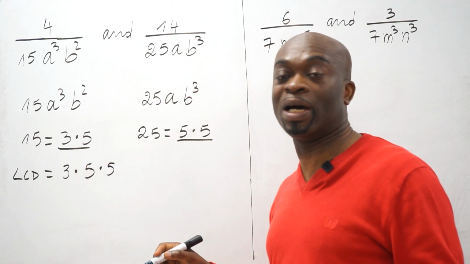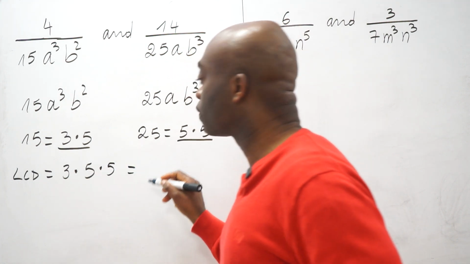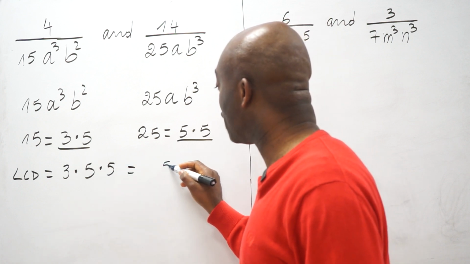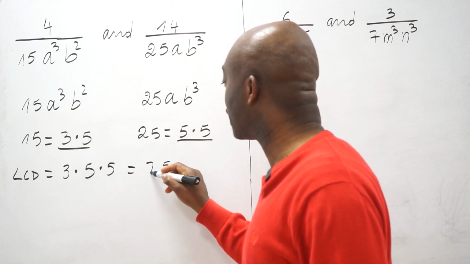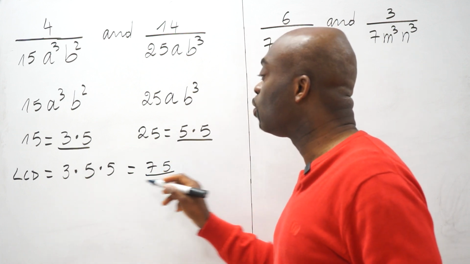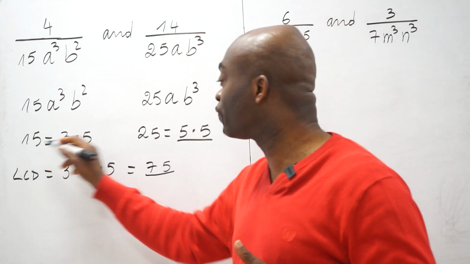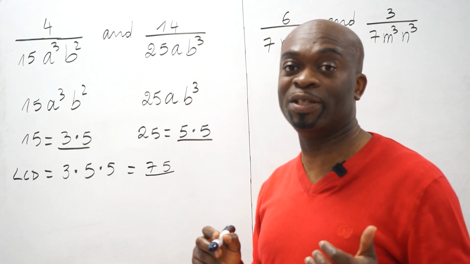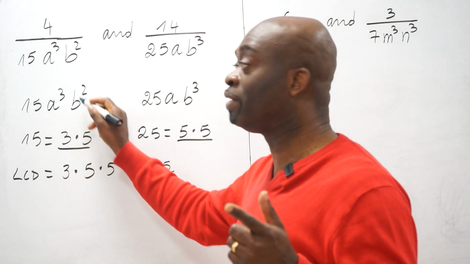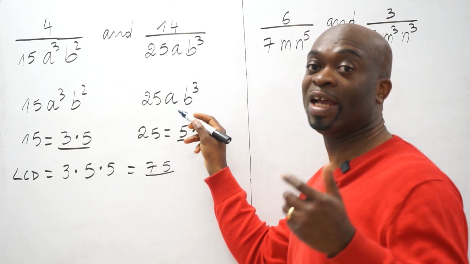Then we multiply them together. 3 times 5 is 15, and 15 times 5 is 75. So 75 is the lowest common denominator for 15 and 25, the smallest number that can be divided by 15 and 25 evenly. Do not forget, we're dealing with a^3b^2 for the first fraction, and for the second one, a b^3.